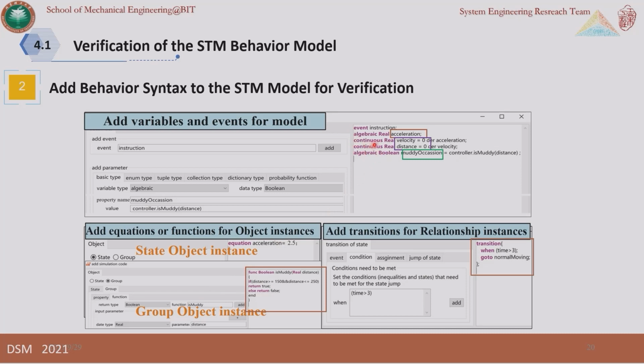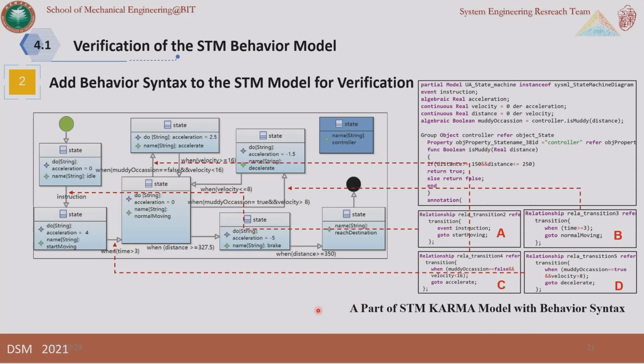And two continuous variables, velocity and distance, are used to describe the speed and the driving distance respectively. Also, we can add equations or functions for object instances and add transitions for relationship instances. In this PPT, a part of the STM Karma model with behavior syntax is shown in the right figure. As we can see, transitions A, B, C, D are taken as examples.